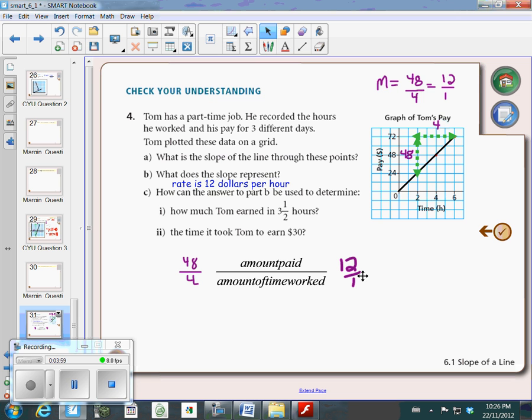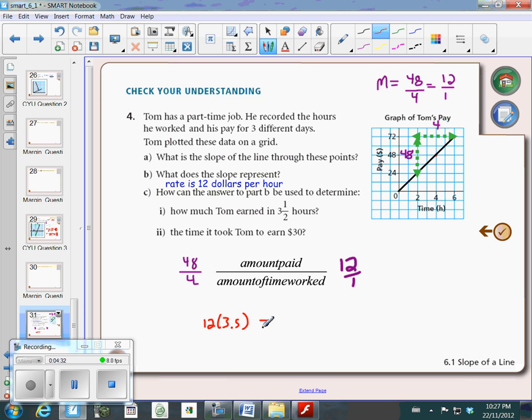Part C. How can the answer to part B be used to determine how much Tom will earn in 3.5 hours? Well, think about that for a second. If he's making $12 per hour and he works 3.5 hours, could we treat this like an equation? Well, yeah. It's 12 for every 1. So if it's 12 for every 1, what would $12 in 3.5 hours be? It'd be 12 times 3.5.